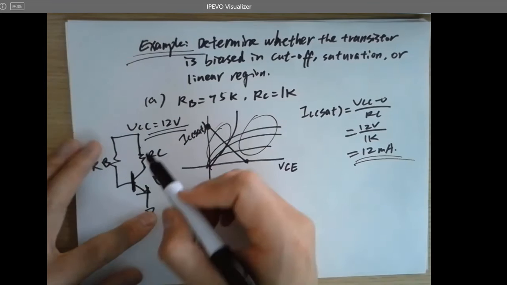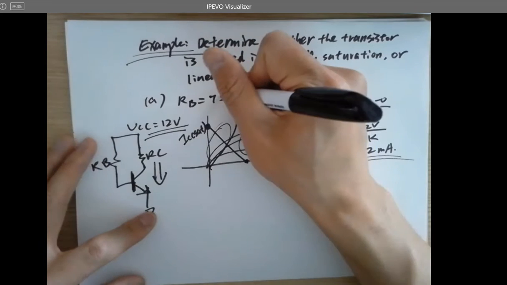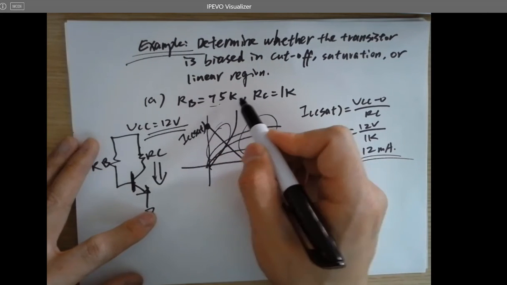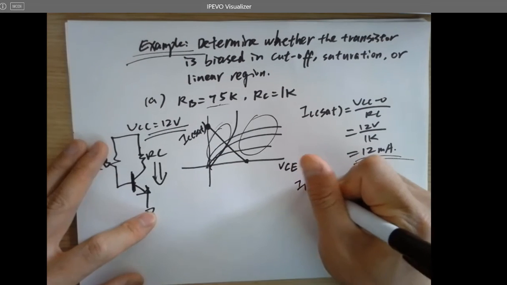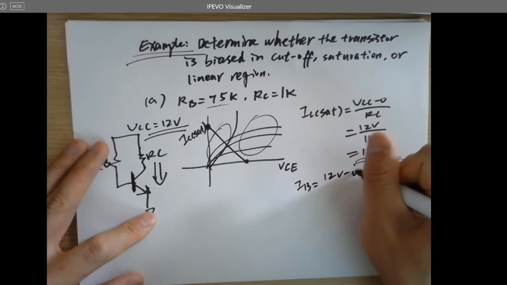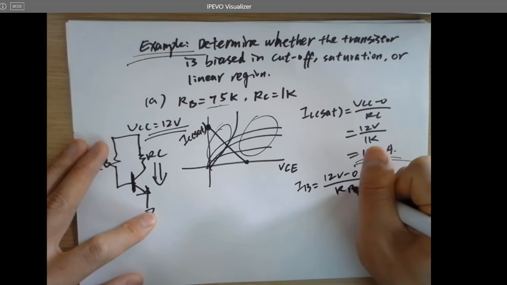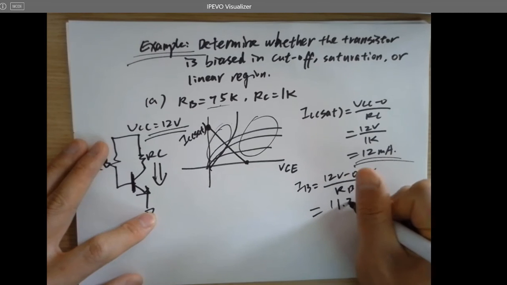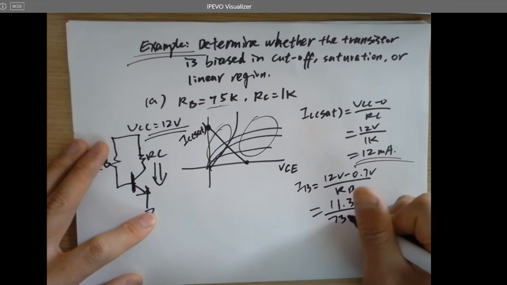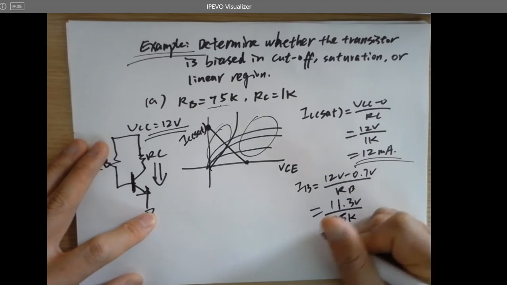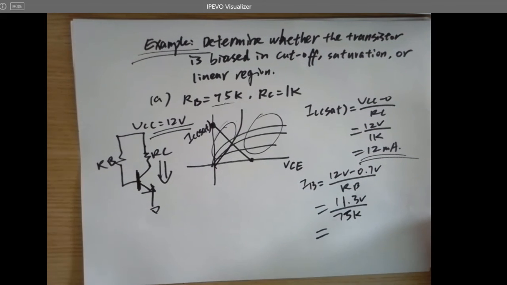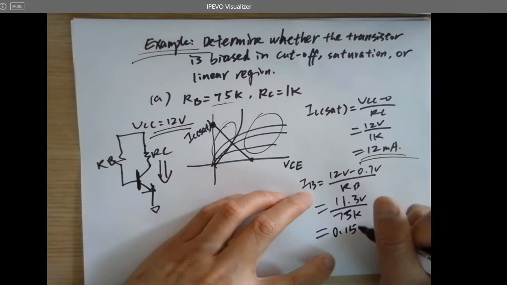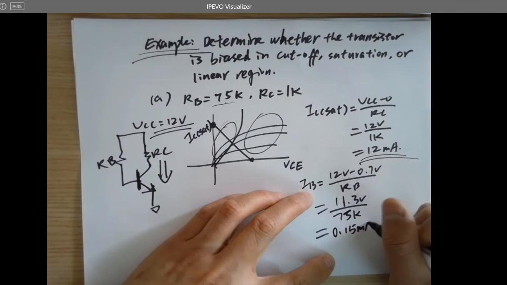So let's look at this example. 12 volts, RB is this. So I'm going to calculate IB, which is 12 volts minus 0.7 volts over RB, which is 11.3 volts over 75K. What is this? It's like 0.15 milliamp.